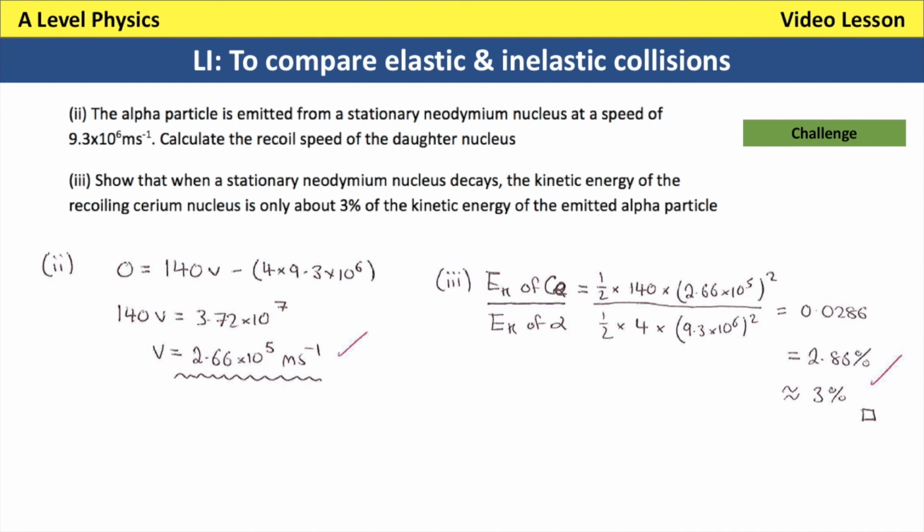When I do this ratio, as I've shown you there on the board, that should come out as 0.0286, which is of course 2.86%, which is, as the question suggested, about 3%.